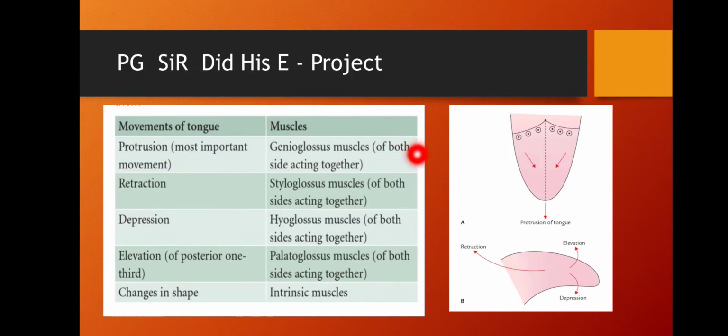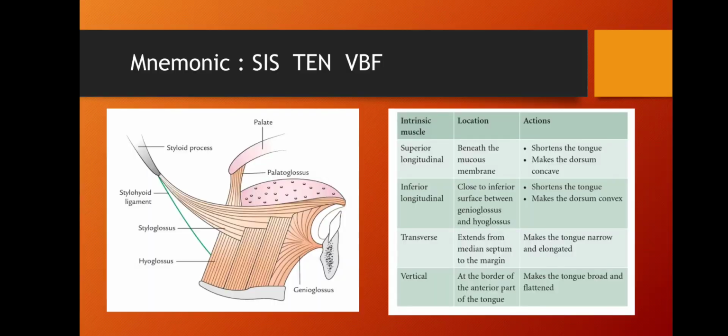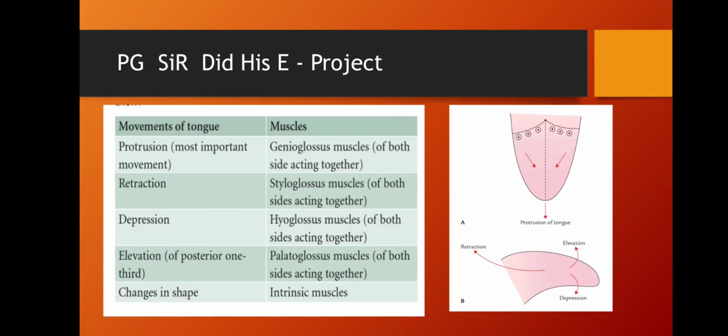Next, here we are going to discuss the movements of the extrinsic muscles of the tongue. Majorly, there are four types of movement. Those are protrusion, that means forward movement; retraction, backward movement; elevation, upward movement; and depression, downward movement. So protrusion, retraction, elevation, depression.